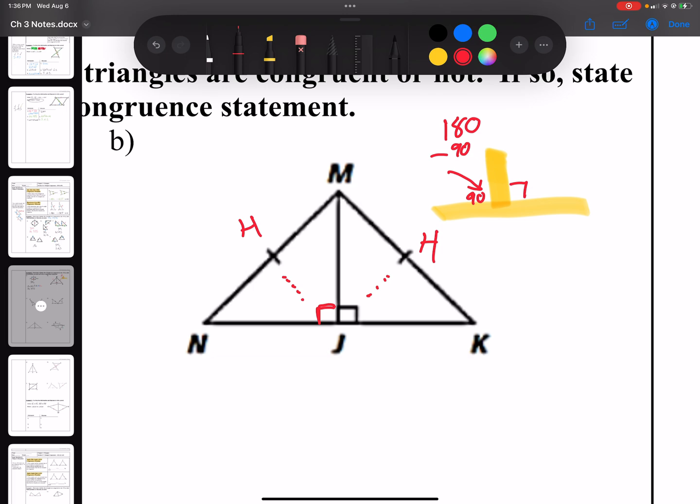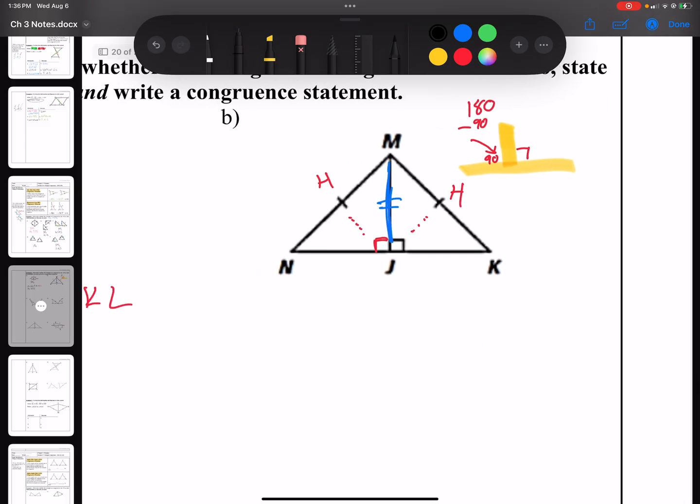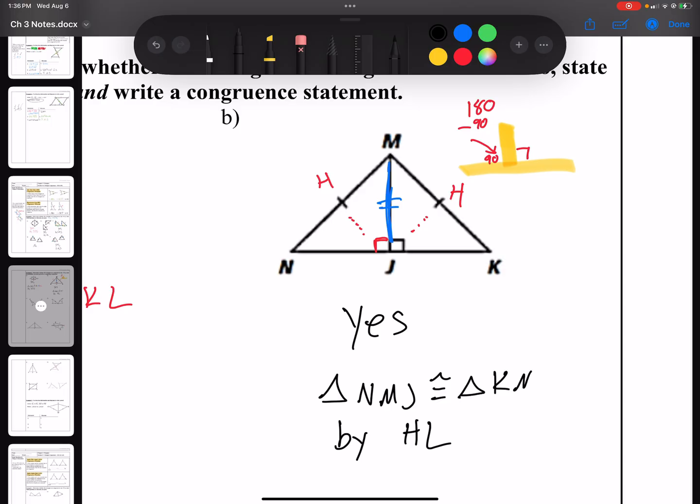I know the hypotenuse is congruent in both triangles. They also share this side here. That side has to equal itself, and that's one of the legs. So I've got two right triangles with a congruent hypotenuse and a congruent leg, so yes, they're congruent by hypotenuse leg. Now the triangle on the left, I'm going to call it NMJ. So the one on the right, I'd have to call KMJ.